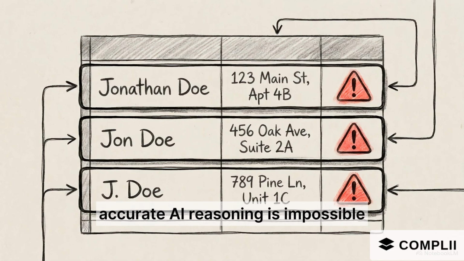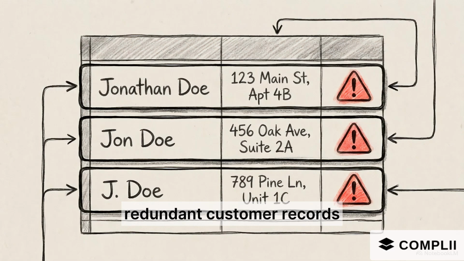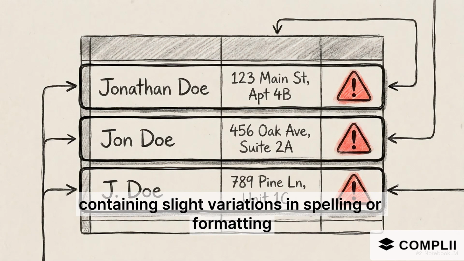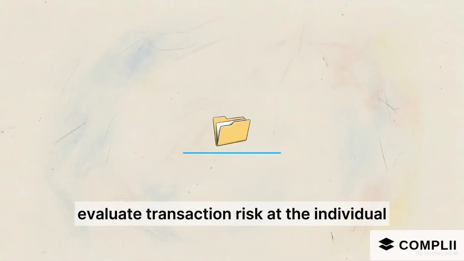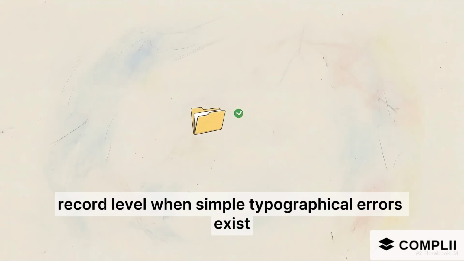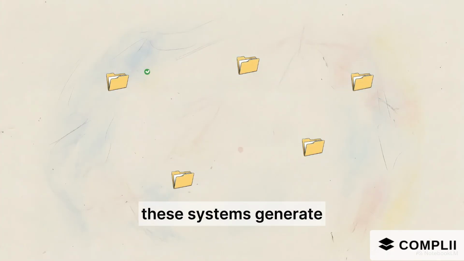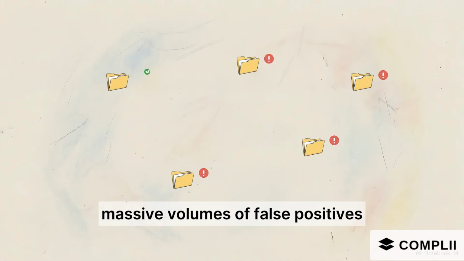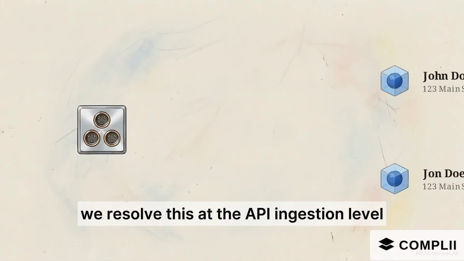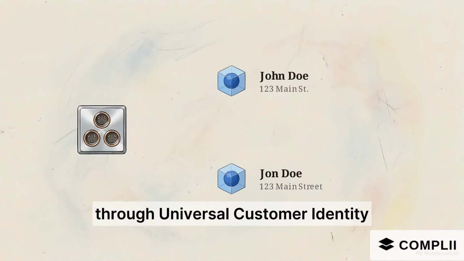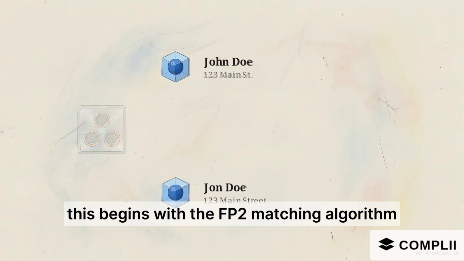Accurate AI reasoning is impossible if the underlying data consists of fragmented, redundant customer records containing slight variations in spelling or formatting. Legacy compliance systems evaluate transaction risk at the individual record level. When simple typographical errors exist across different internal databases, these systems generate massive volumes of false positives, evaluating the same entity multiple times. We resolve this at the API ingestion level through Universal Customer Identity, or UCID, clustering. This begins with the FP2 matching algorithm.